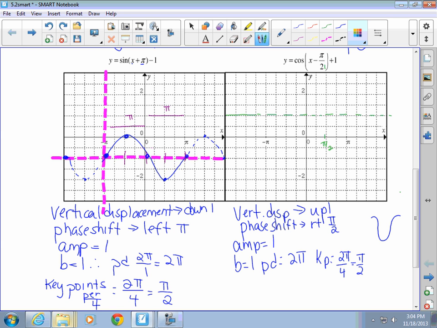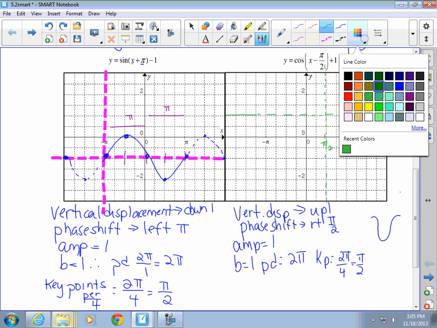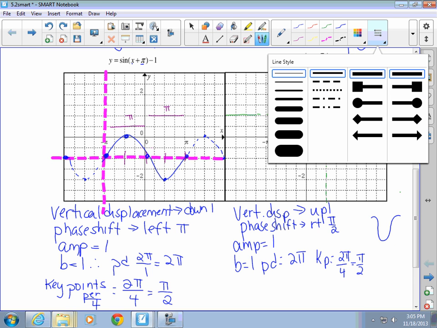So then that means that's where it's going to start. So I need to cover a distance of 2 pi in order for my graph to be complete. So in this little bit here from my new, let's see if I can make my line a little thicker. No, it's not going to let me.